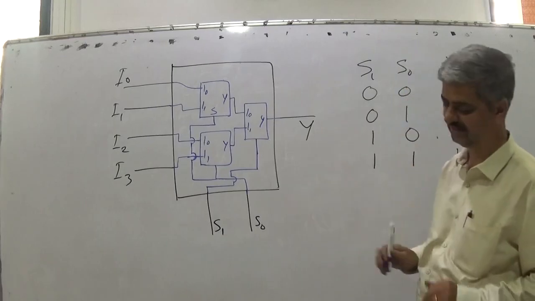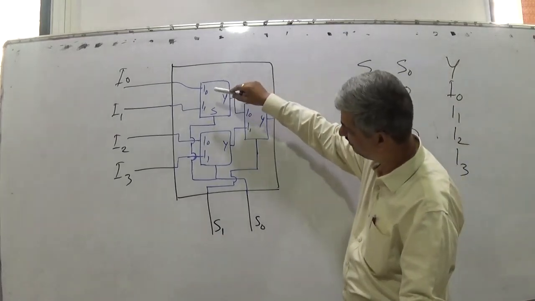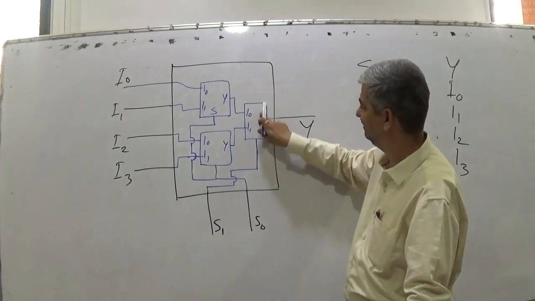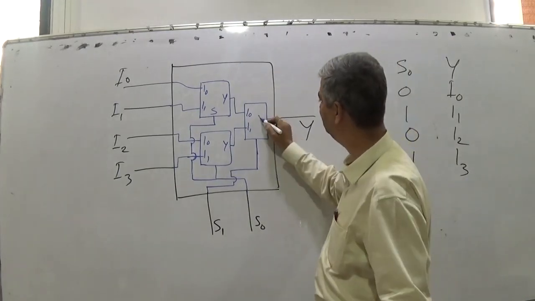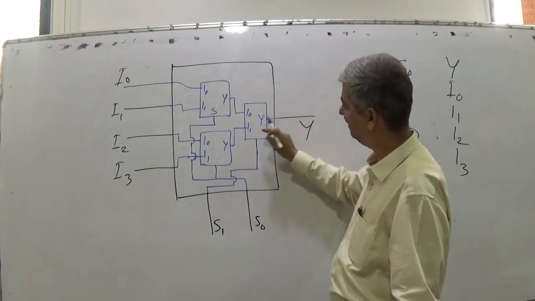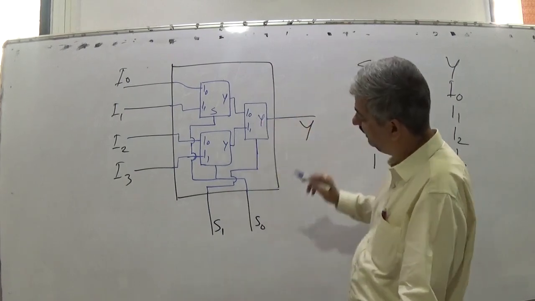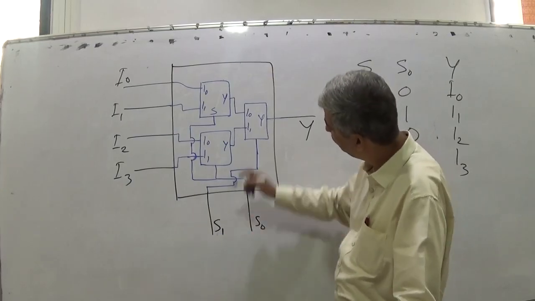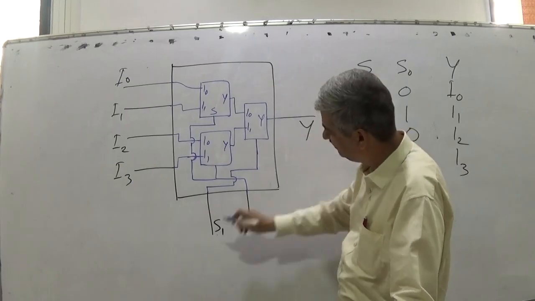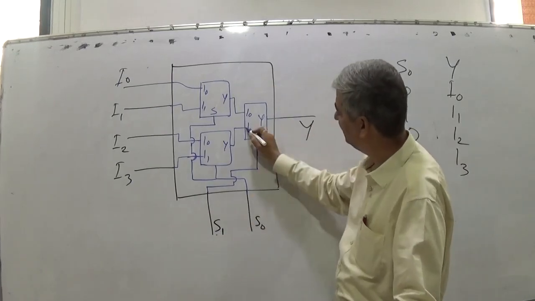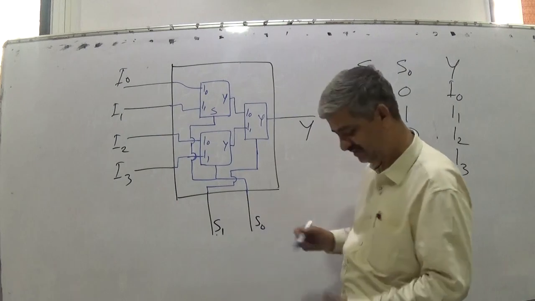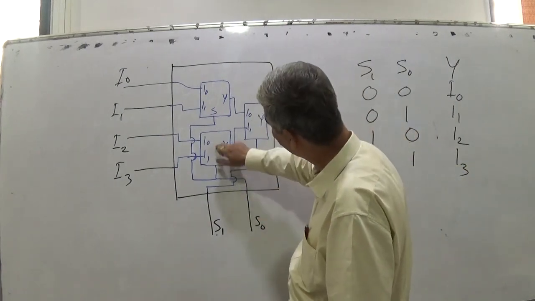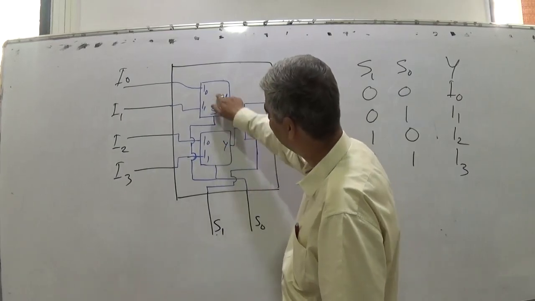So this is a very simple circuit. There are 3 multiplexers, 1, 2 and 3. This is the final multiplexer, and its output will appear here. Now if this select line is 0, this will appear here. If this select line is 1, this will appear here. And this select line S0 is given here also, here also, here also, here also.